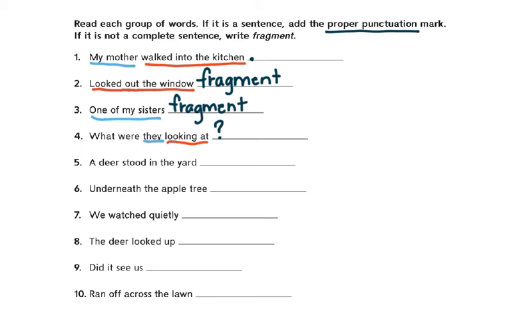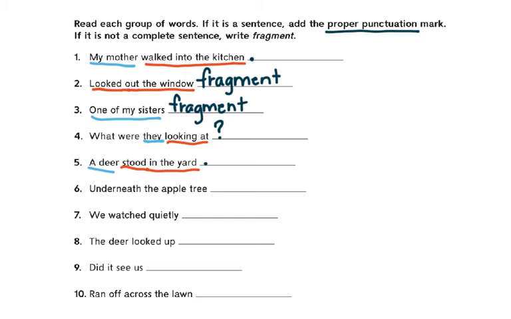A deer stood in the yard. Stood is the action. In the yard, stood in the yard is the predicate. Who or what is standing in the yard? A deer. So I have a subject, I have a predicate, and it makes sense. So this is a complete sentence. Now, because this is a statement, it's not asking a question and it's not expressing a strong emotion, I'm going to end the sentence with a period.